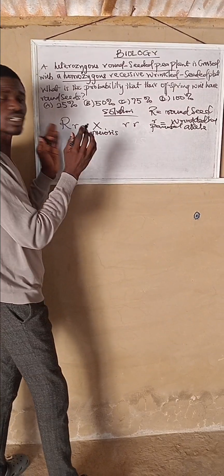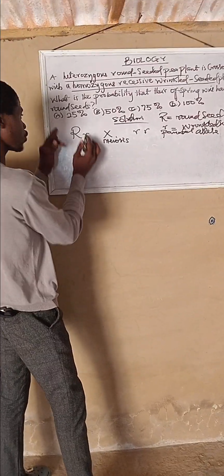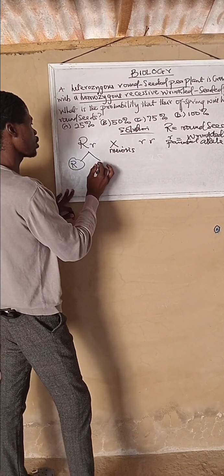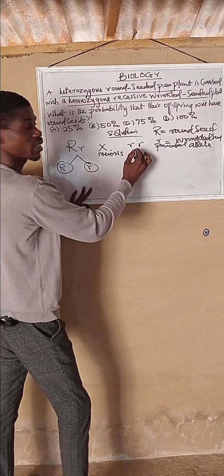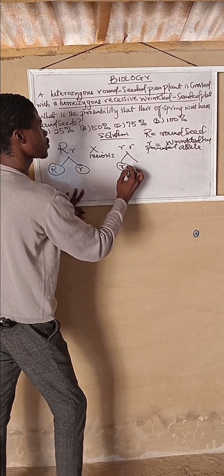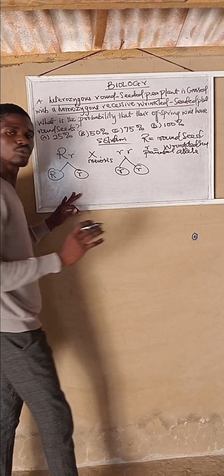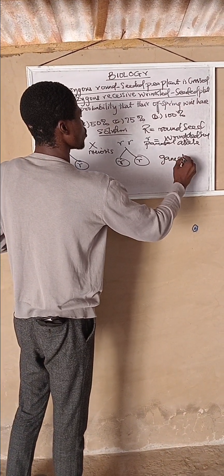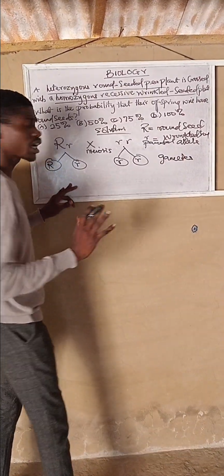The parental gene is segregated to produce two sets of gametes. From the first parent we have the dominant R and the recessive r. For the second parental gene, the allele, we have the recessive r and another recessive r. These are the gametes. Now look at the way I'm going to do the process.